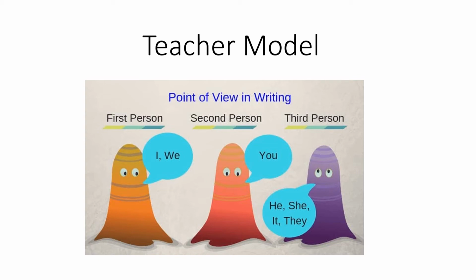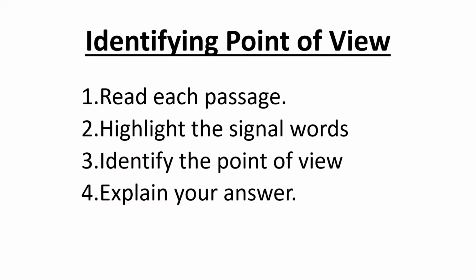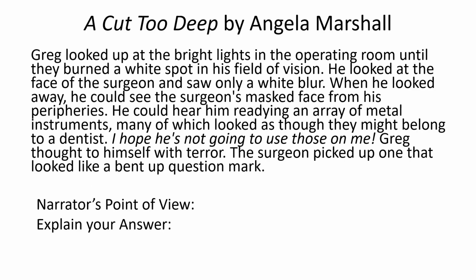So we've just learned about the three different types of point of view in writing: first person, second person, and third person. So use what you know about your first person, second person, and third person pronouns in addition to what we just learned about point of view. And I'm going to show you how to identify the point of view in a piece of writing. So we're going to read each passage, highlight the signal words, identify the point of view, and explain the answer.